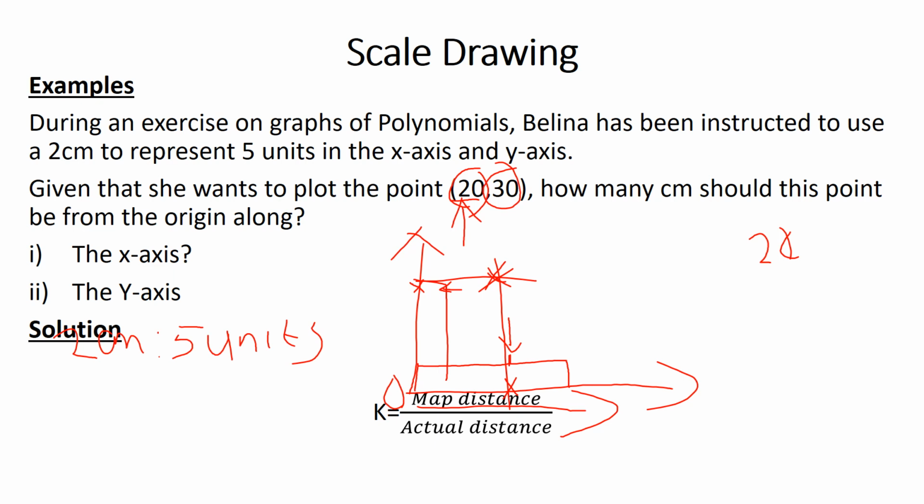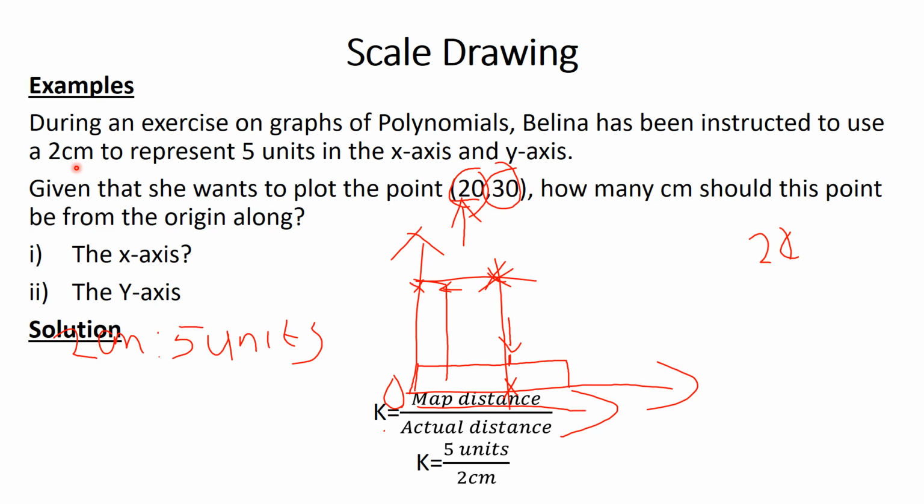Sorry, I've written here and it's difficult to rub. So our K, as we know, is map distance over actual distance. So map distance is 5 units. Okay, then the actual distance is 2 centimeters. So how do you tell which one is map distance, which one is actual distance? On a map, on a graph paper, we use units to represent measurements. Okay, but in reality we know centimeters.